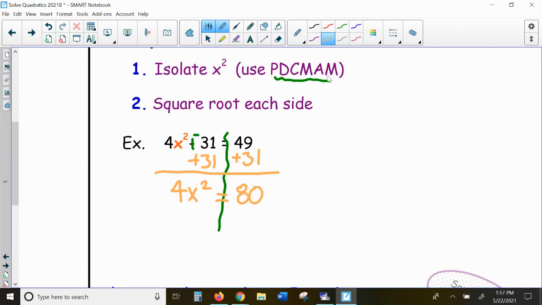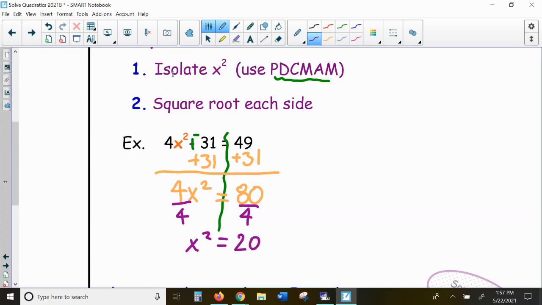I'm on my last step, multiply or divide the coefficient away from the variable. So here's my variable, x squared. The only thing that is touching it, the coefficient on it, is this 4. So I have to divide the 4 out. So divide by 4, divide by 4, and I end up with x squared equals 80 divided by 4. I get 20.